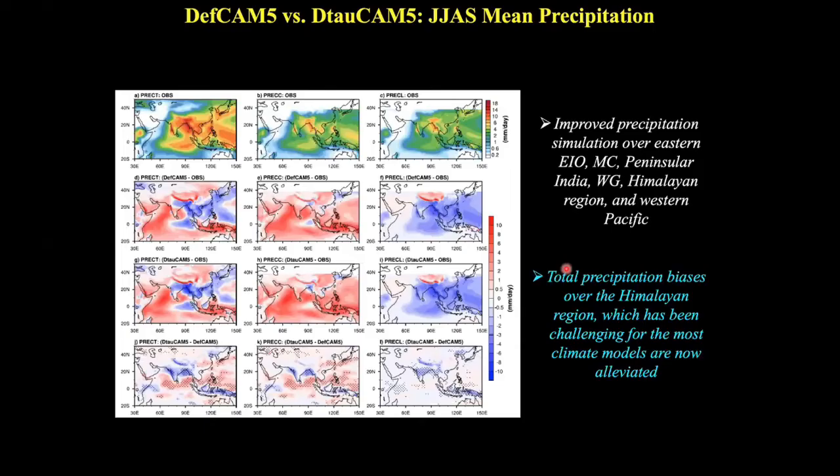So what is the impact of all this? If we look at the impact, on the top we have the total precipitation from observations, and then we have the convective component, large scale component, and then in the second row we have the default biases.